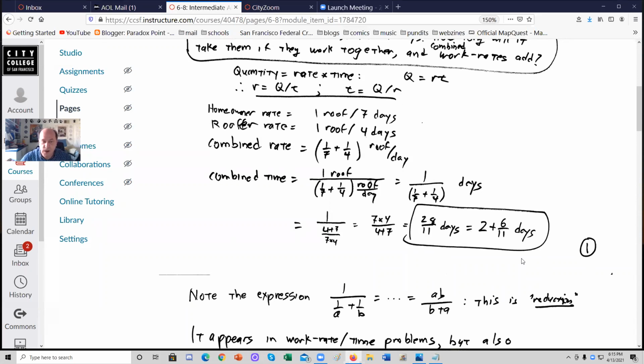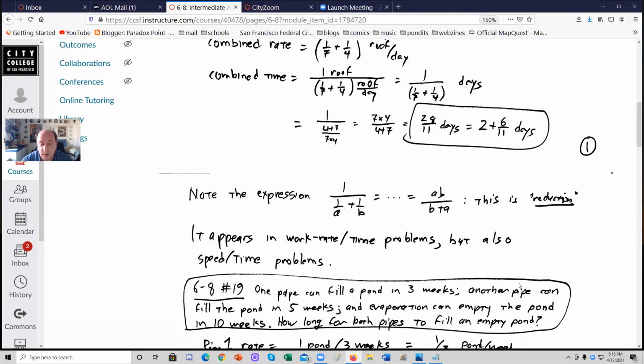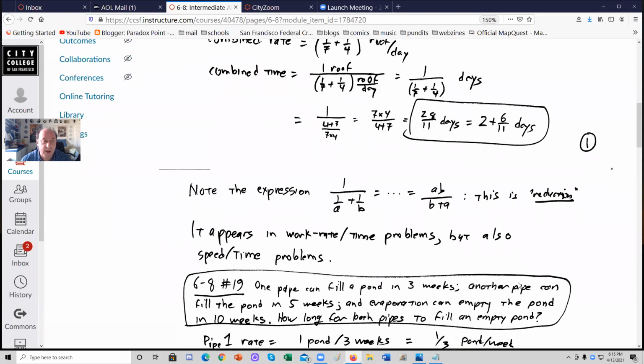All right. Now, notice this expression, the reciprocal of the sum of reciprocals. And it works out to be product over sum. I call this reduction. This shows up in work time problems, but also speed time problems. And later I will show you, we have an extra credit set about just that in the Canvas.